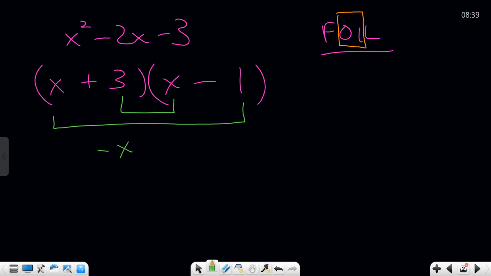Then I'm going to check the inner term. 3 times x is 3x. Add those two together, I get 2x. Is that good or bad? Bad. That's bad because it's got to be -2x, so I screwed up.